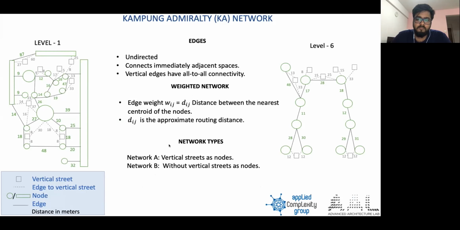Two types of network are created. Network A considers the vertical streets like lift, stair, and escalator lobby as nodes, hence all the vertical connections go through the vertical street lobbies. And network B doesn't consider vertical streets as nodes, and edges are created across the floors between nodes that are immediately adjacent to the vertical street lobbies.